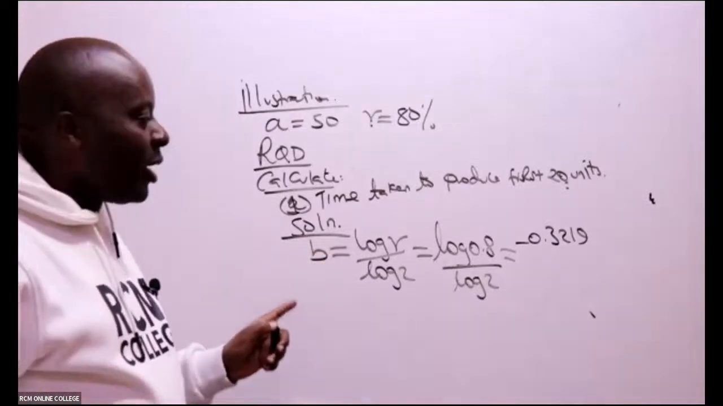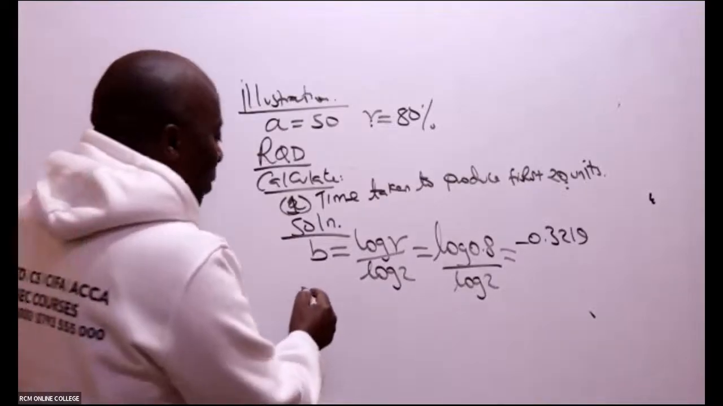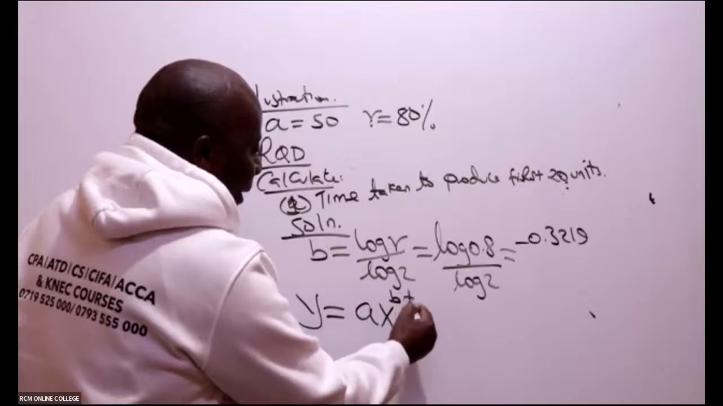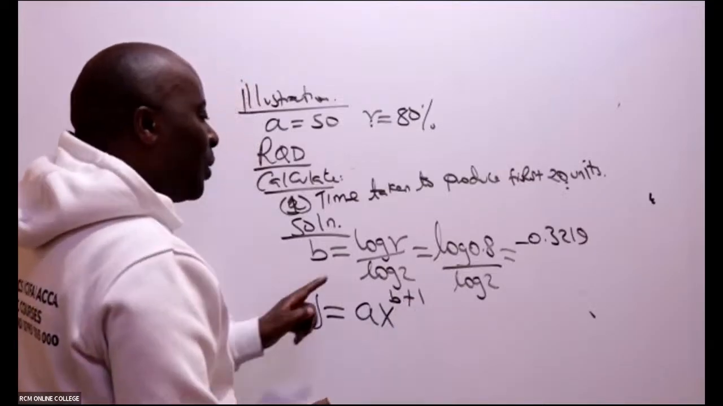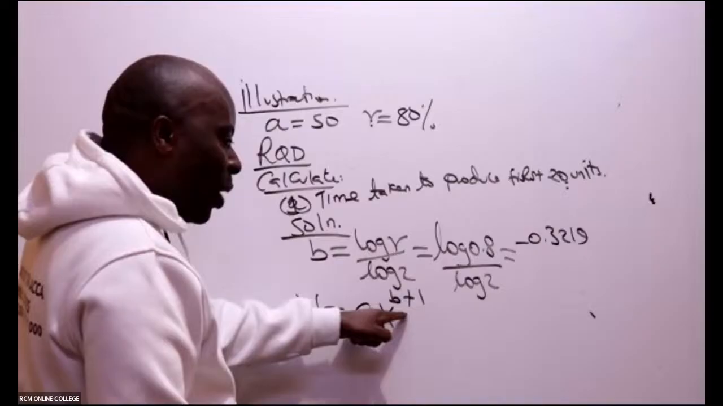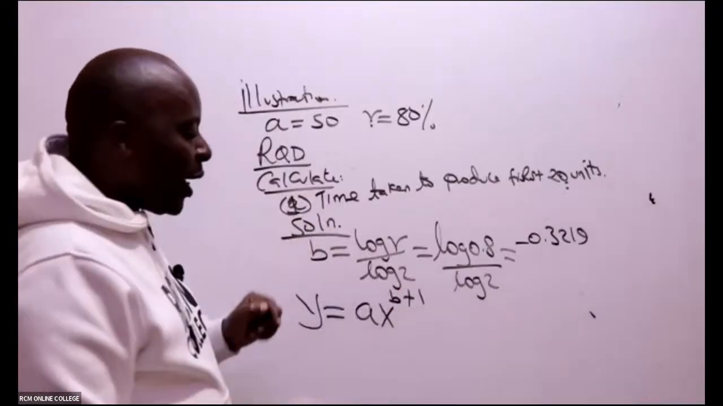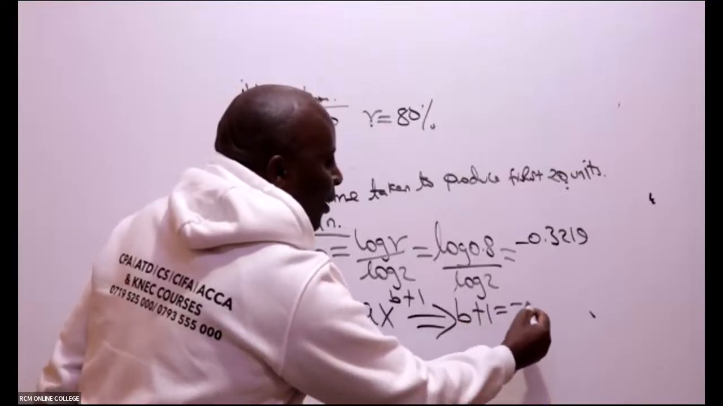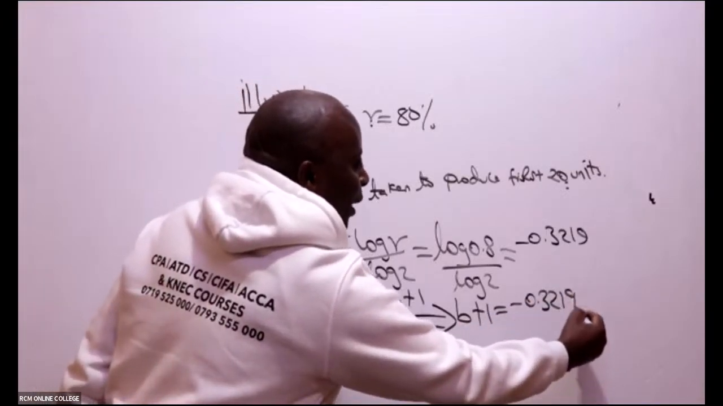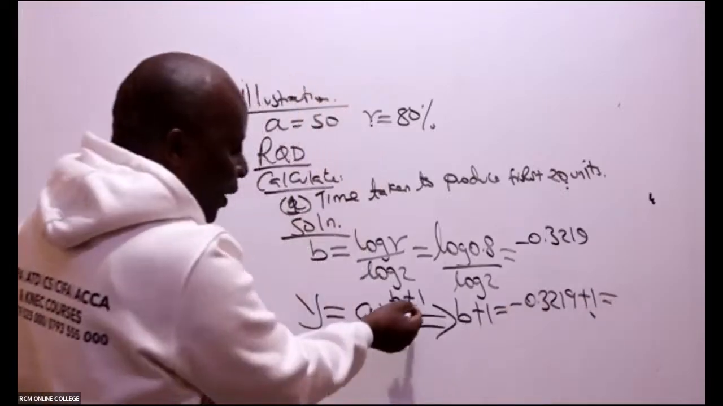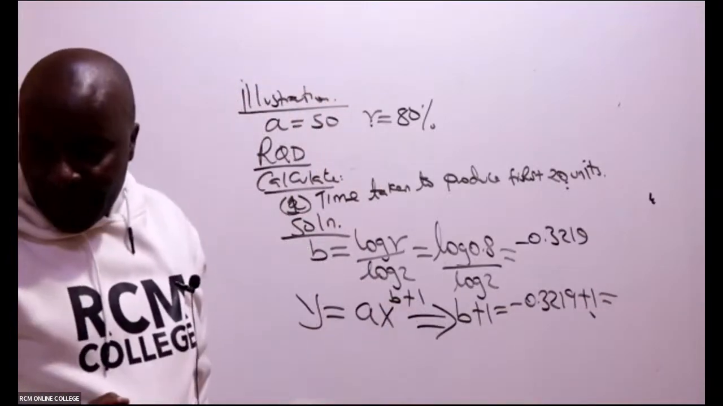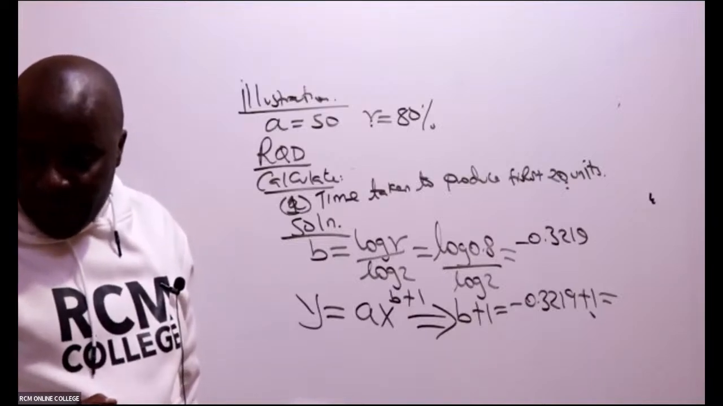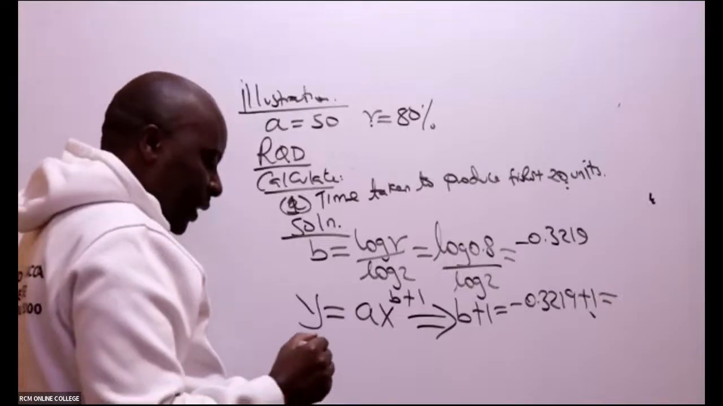Thank you so much. Now, after we get this, remember our formula. Our formula is y equals a x raised to b plus 1. So we must get the b plus 1 power, the exponent. So go ahead and give us b plus 1. It will be minus 0.3219 plus 1, because I want this power, the exponent. So according to Bahati, he's getting 0.6781.